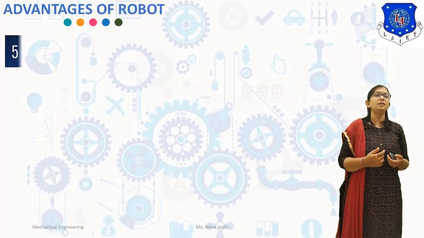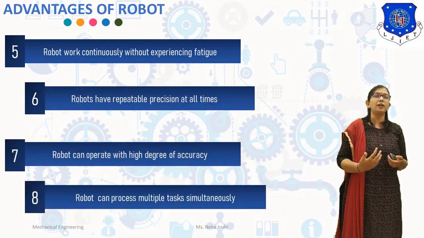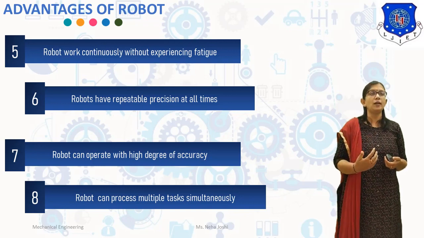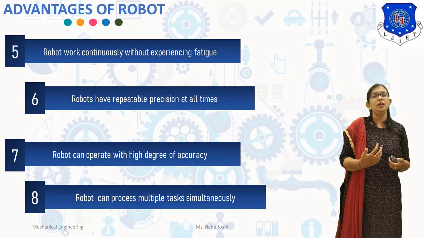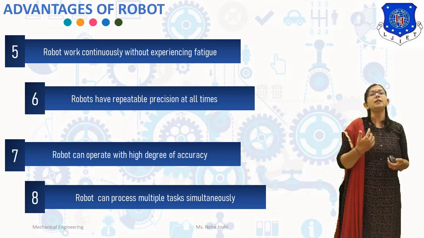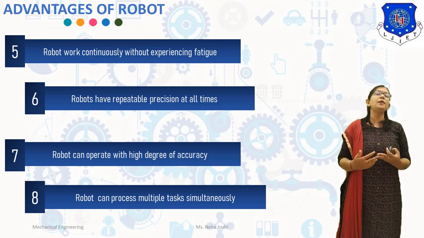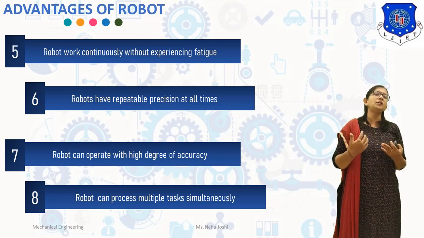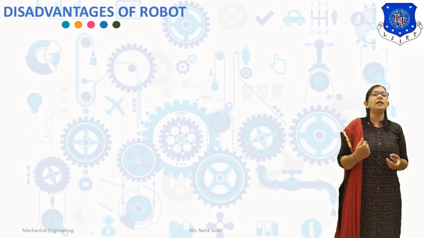Next advantage is robots work continuously without experiencing fatigue. Robots have repeatable precision at all times. Robots can operate with a high degree of accuracy, and robots can process multiple tasks simultaneously. So these are the advantages of robotics, so in industry nowadays, this is why robotics are used. Now disadvantages of robotics.